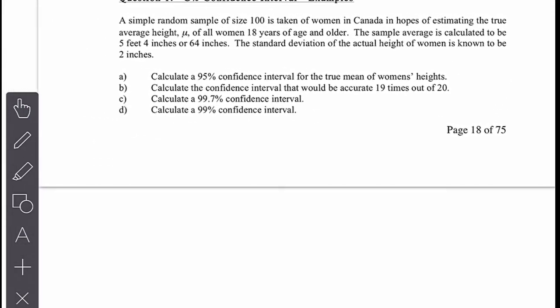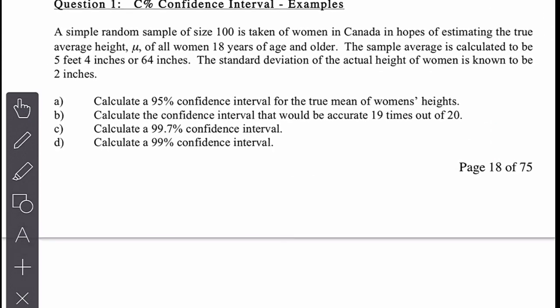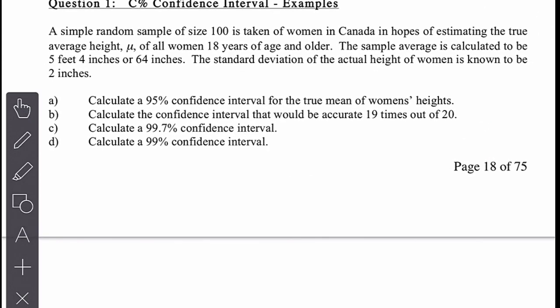So compute the confidence intervals for this example. A simple random sample of size 100 is taken from women in Canada in hopes of estimating the true average height, mu, of all women 18 years of age or older. The sample average is calculated to be 5 feet 4 inches, or 64 inches. The standard deviation of actual height of women is known to be 2. So the sample result is here.